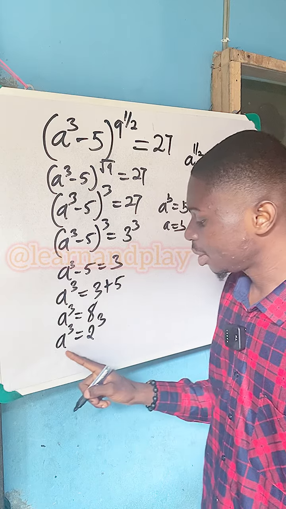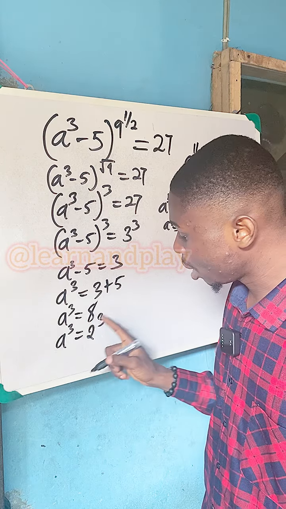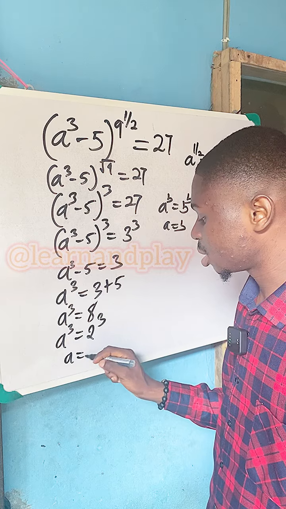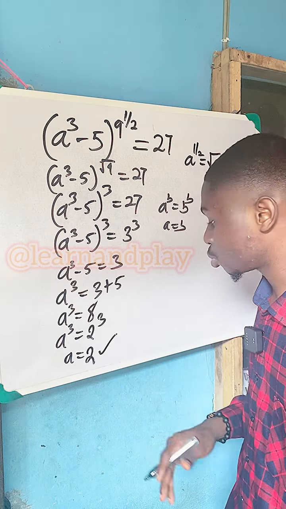So when both powers are the same, you equal the base, which means that the value of a is equal to 2, and this happens to be our final answer.